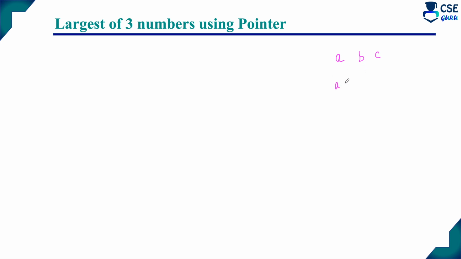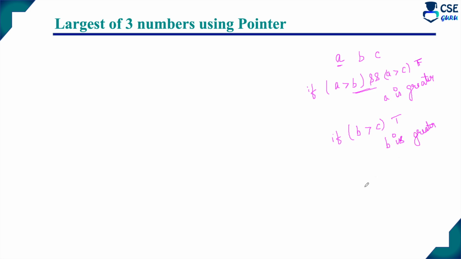If A is the largest of three numbers, so A is greater than B and A is greater than C. If this condition is true, print A is greater. Suppose this condition is false, meaning A is not greater than B and C. In that case, what do we have to do? We have to compare B and C. B is greater than C. If this condition is true, print B is greater. Suppose this condition is false, you have to print C is greater.